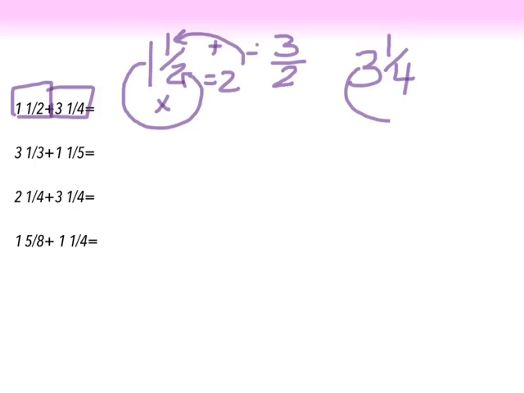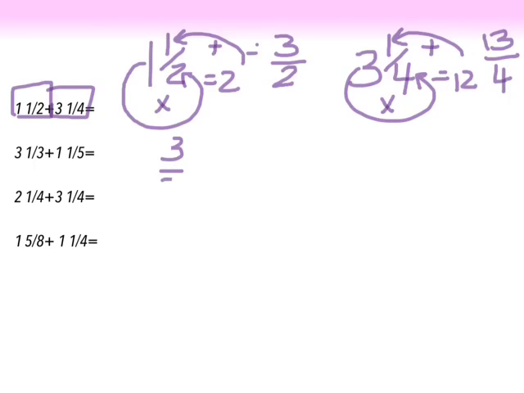We have our whole number times our denominator plus our numerator, and then carry our denominator over. So now we have 3/2 plus 13/4.